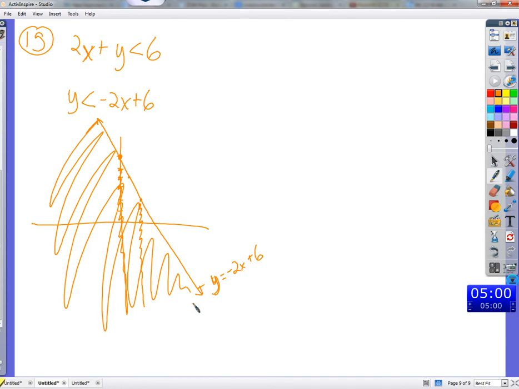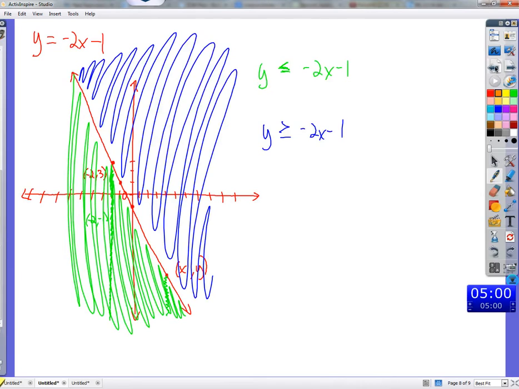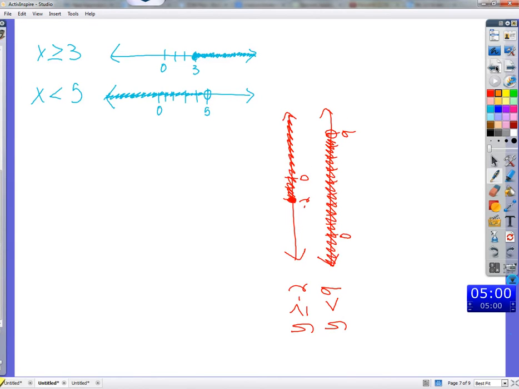Okay, let's go back to the line. Can you pick points from on the line, plug them into the inequality, and have the inequality be true? No. No, it's false. Okay, just like this guy right here, right? X couldn't be equal to 5, so he signified that with what?